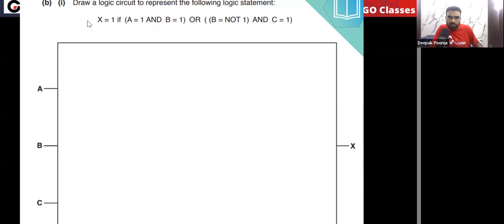First of all, we need to convert this statement into an equation, into an expression, correct? And that is very simple. If you remember, in the previous lectures also we have seen this type of questions, when we were writing the expression for exclusive OR, when we were writing the expression for exclusive NOR, if you remember.